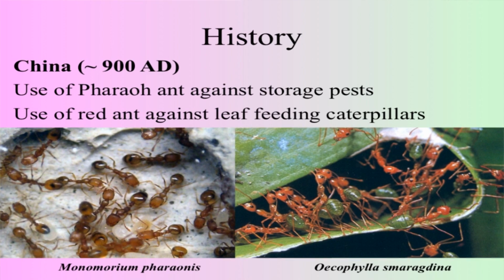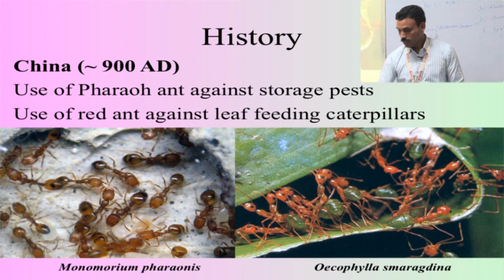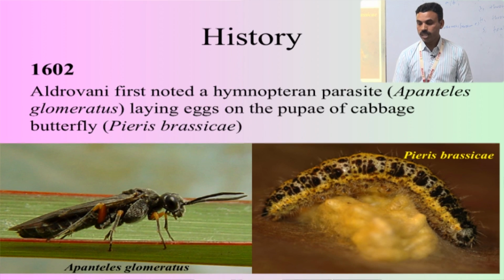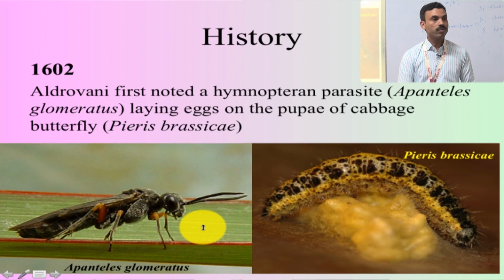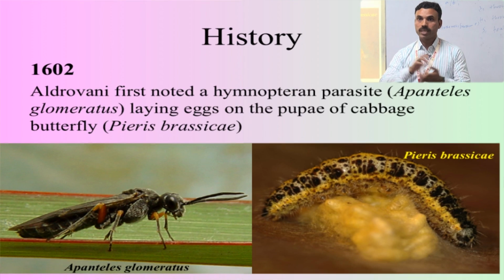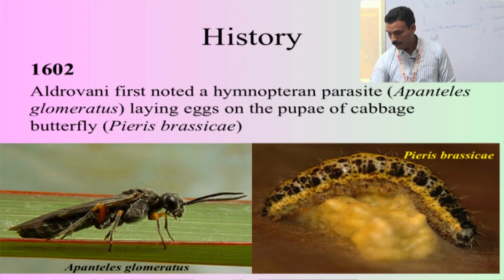If you go to history, first the Chinese in 1900 used the ant for the control of leaf eating caterpillars. Then in 1602, Al-Rawani first introduced a hymenopteran parasitoid, Apanteles glomeratus, for the control of cabbage butterfly, because once it is there in the cabbage, they devour or feed voraciously.